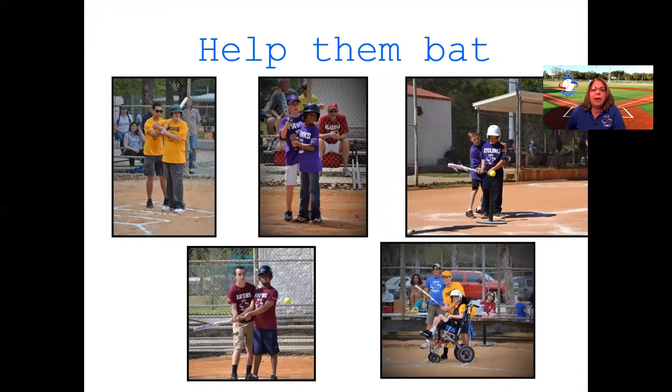And here are examples of how we help them bat. You really want to get them positioned so their legs are parallel, you have the bat up, and also, very key, you want to make sure they don't throw the bat. You want to get with them so that after they finish swinging and hit the ball, they give you the bat. So that's very key, and you can see great examples of our buddies helping our players bat.